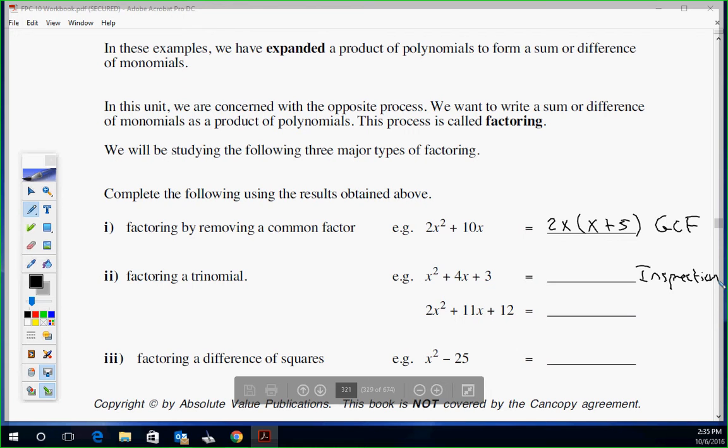But what you do is you look at the last constant and you say, okay, what factors of 3 are there? 3 and 1. That's your only option. What's 3 plus 1? 4. What's in the middle? 4. So what we figured, it has to be this for its factors, because x times x is x squared, 3 times 1 is 3, 3 plus 1 is 4. Mind blown. It's okay.